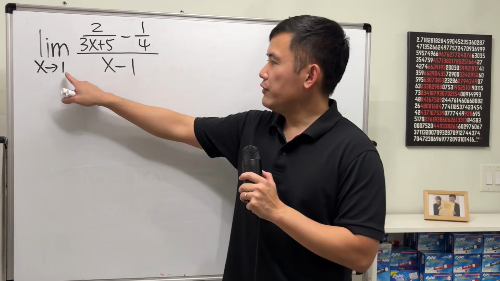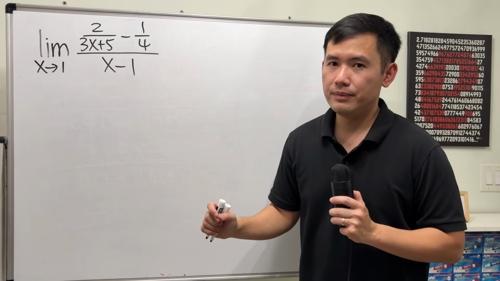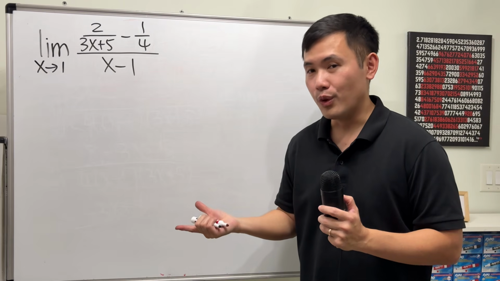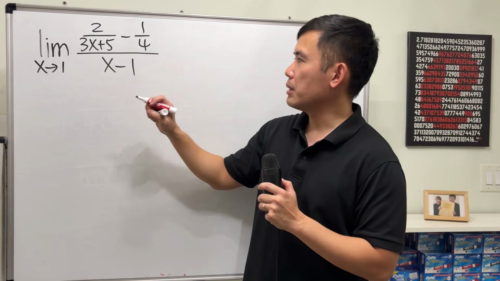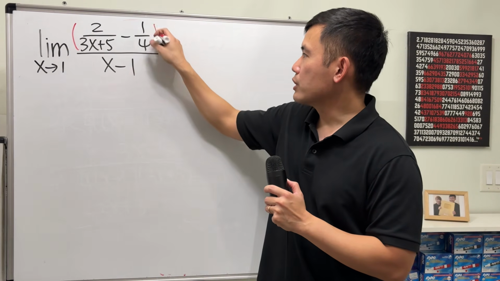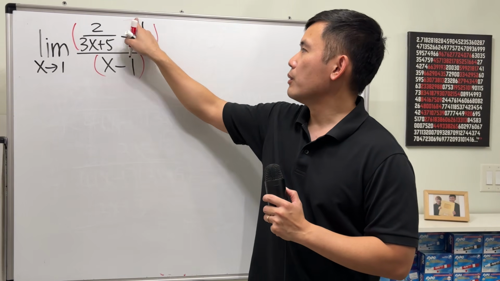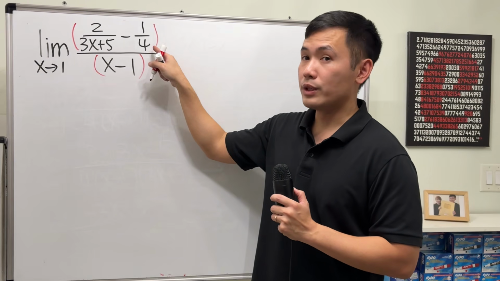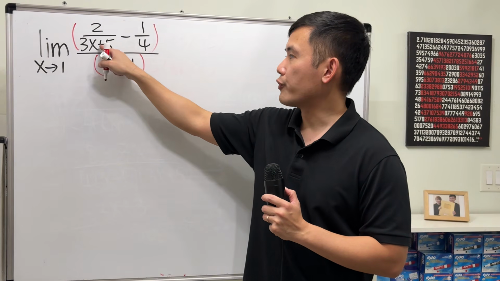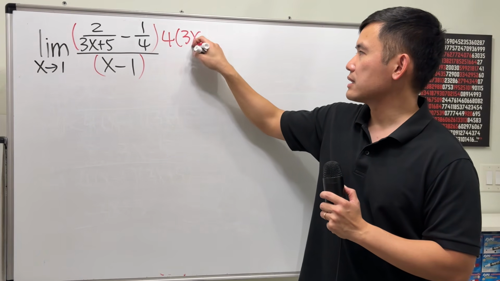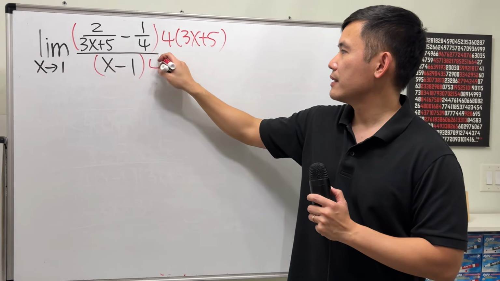Right here though, if you plug in 1 into all the x's, you get 0 over 0. But we cannot draw any conclusion yet. We have to do more work. To simplify a complex fraction situation, we multiply the top and bottom, put down parentheses like this first, by the lowest common denominator of the small fractions, which is this and that. So we need a 4 and also 3x plus 5.